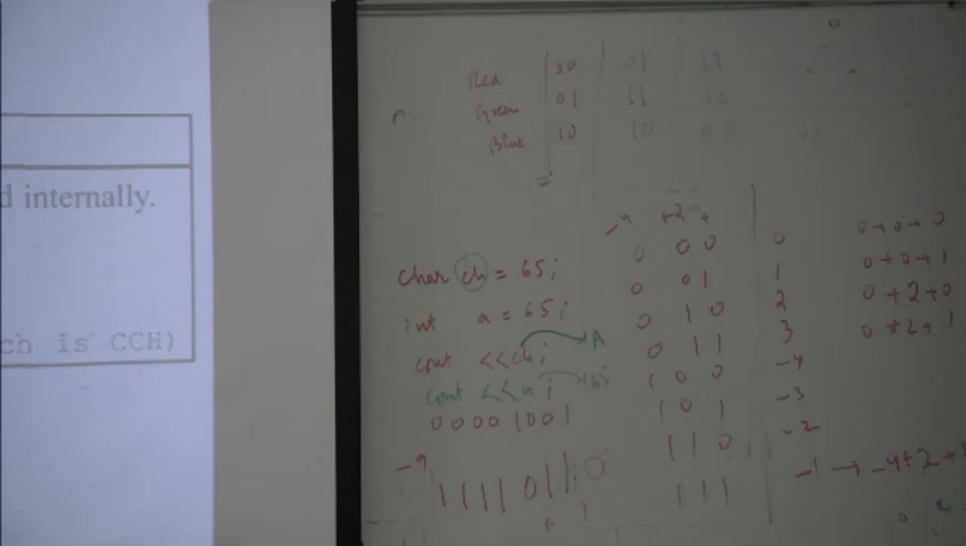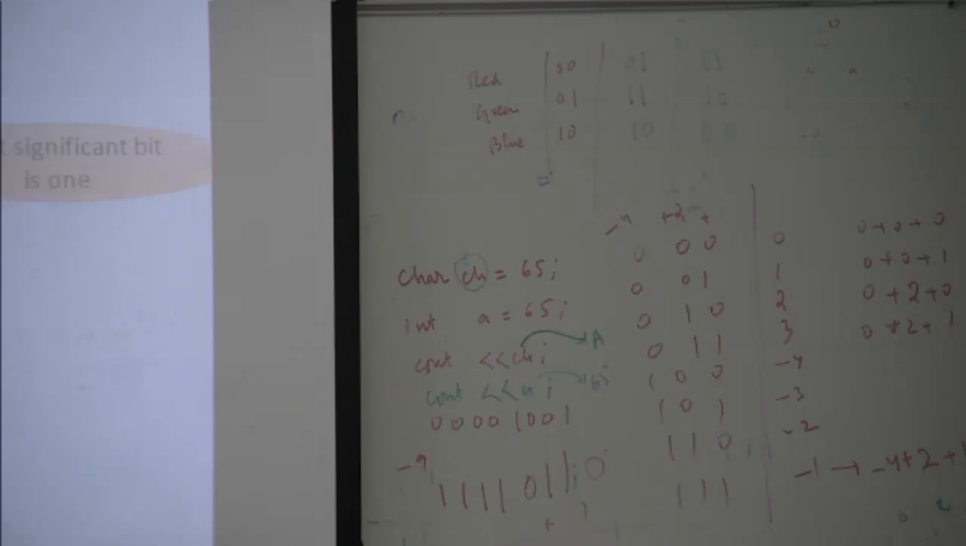Minus 34H, H is hexadecimal. 0011 is 3, 0100 is 4. Now we use hexadecimal representation. How do we get the 1's complement? Invert the bits. How do we get the 2's complement? Add 1. Got it? So now this is a 2's complement. If the most significant bit is 0, it's positive, and if it's 1, it is negative. Got it? Any question? Should we proceed?